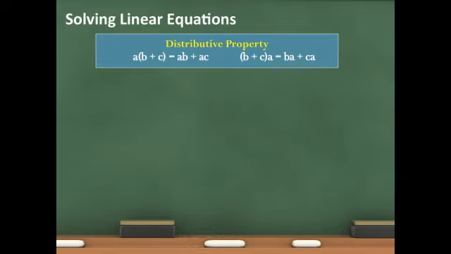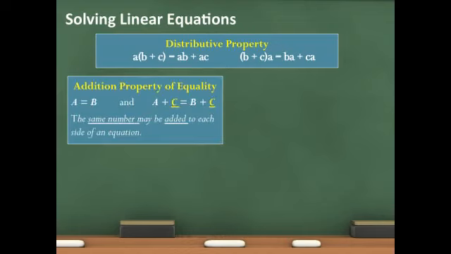In general, if you have a times a polynomial b plus c inside the parentheses, you can multiply the a to both the b and c inside. This will give you ab plus ac. Also, if you have a polynomial b plus c inside parentheses times a, you can multiply both the b and c to the a to give you ba plus ca. Keep in mind that this property also works in the same manner for subtraction.